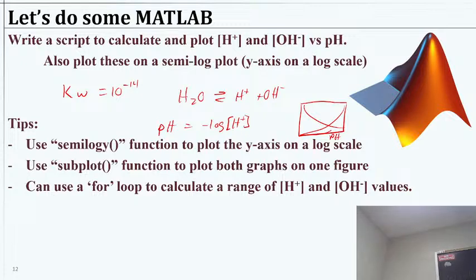How's it going so far? Not going? What's that? We just entered KW was 10 to... okay.